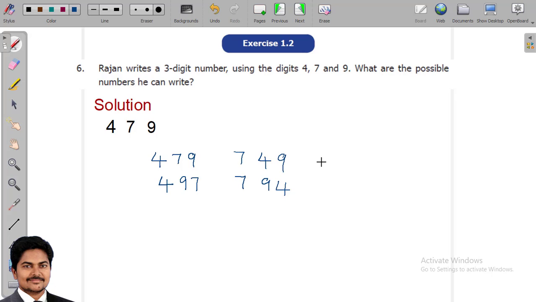Like this way, I keep the number 9 in the extreme left. I can write 2 numbers, 4 and 7, 7 and 4. So what are the possible numbers? 479, 497. The next set is 749, 794. The third set is 947 and 974. So there are 6 possible ways to write 3-digit numbers by using the given digits.